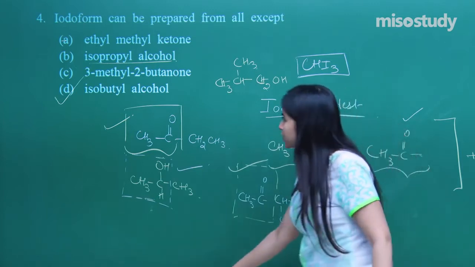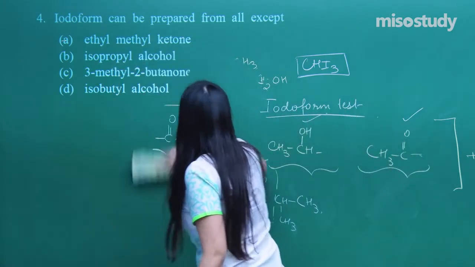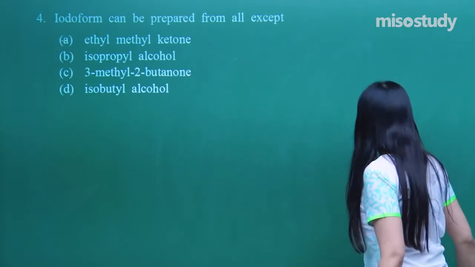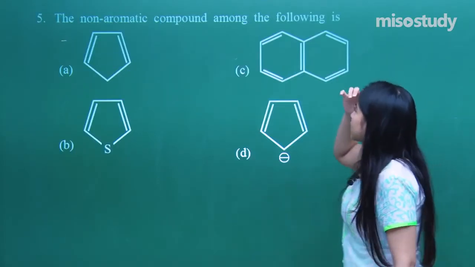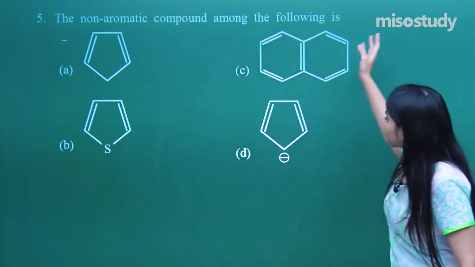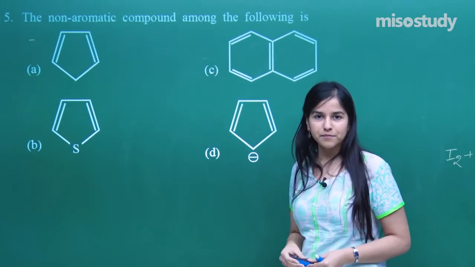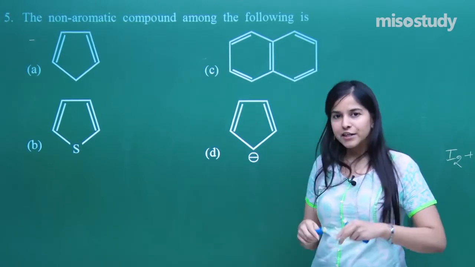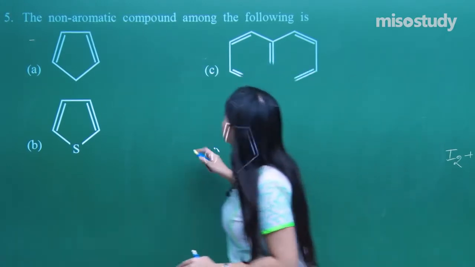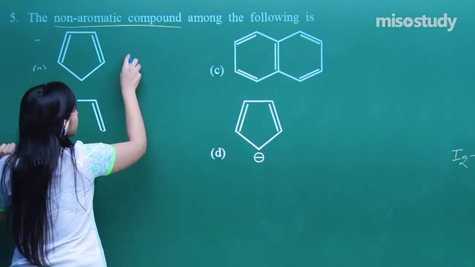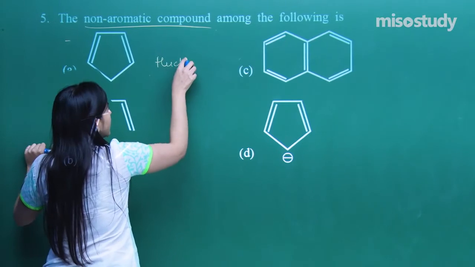So let's move on to the next. What is the next question? The non-aromatic compound among the following is. So how do we find out what non-aromatic compounds are? I need to check for Huckel's rule. So for non-aromatic compounds or aromaticity, I need to check for Huckel's rule.